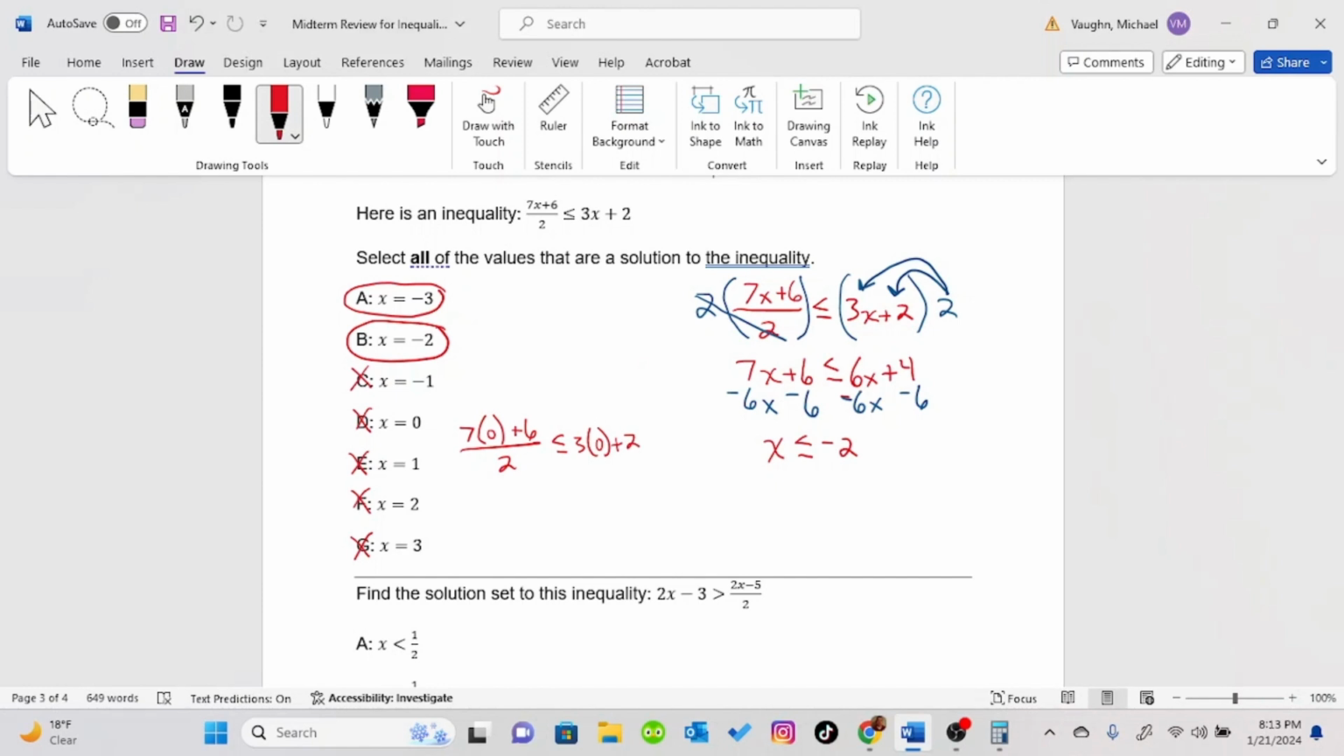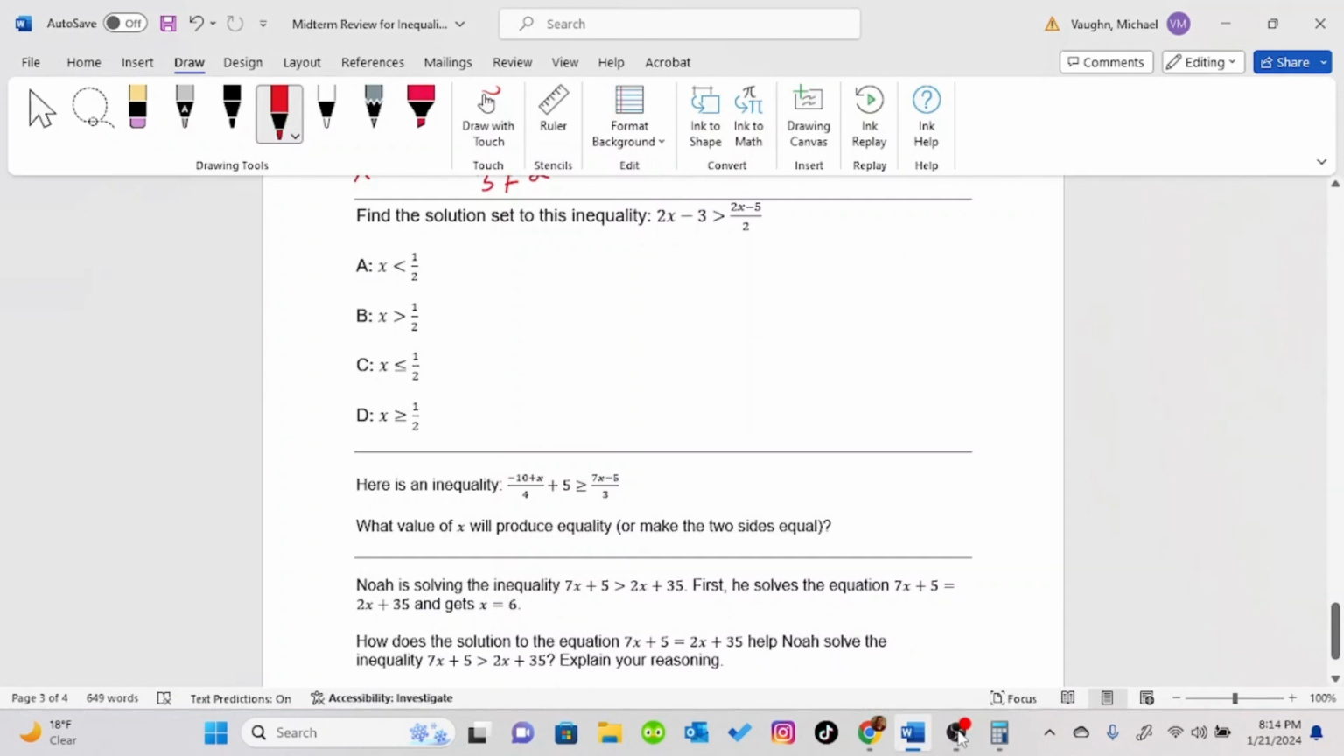Seven times 0 would be 0, so I would end up with 6 over 2. 3 times 0 would be 0, so I would have 2 on the right. 6 divided by 2 is 3, and 3 is not greater than or equal to 2. So we can see that the numbers here do not work to make this less than or equal to. Any of these numbers would actually make it greater than.